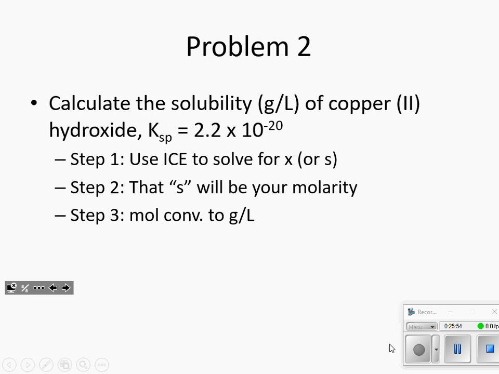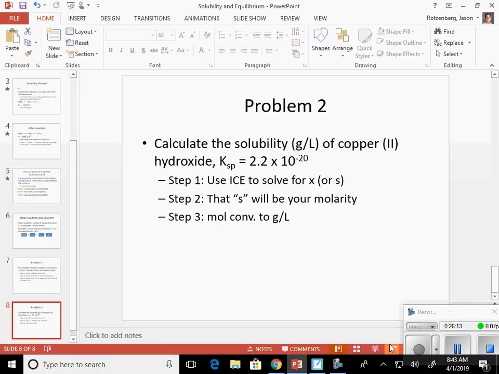By the way, in my step 2, I say S. Some textbooks, instead of having an X in your ICE table, will say S for solubility instead. I don't know, isn't X the variable in any problem ever? But some textbooks like to switch it up and say solve for S in your ICE table. Nah.